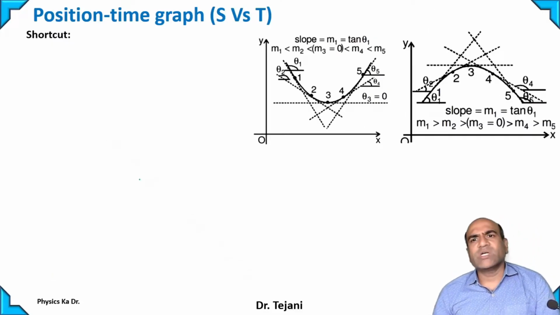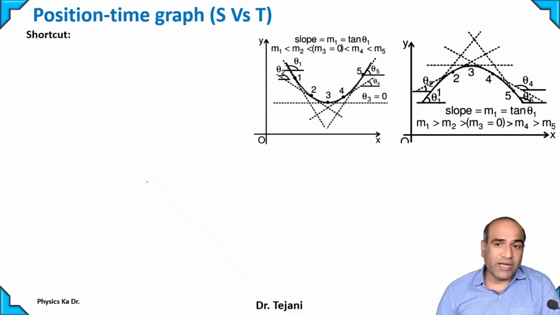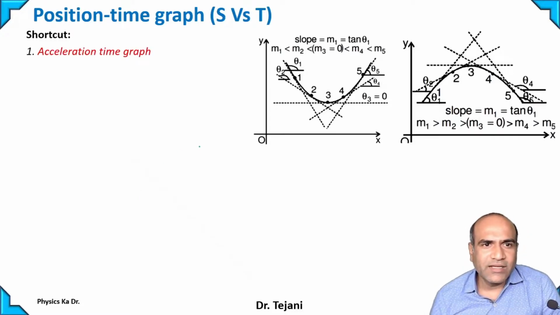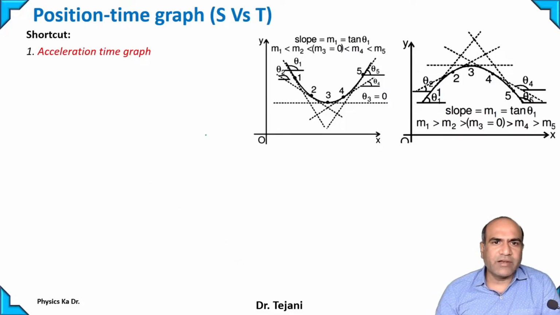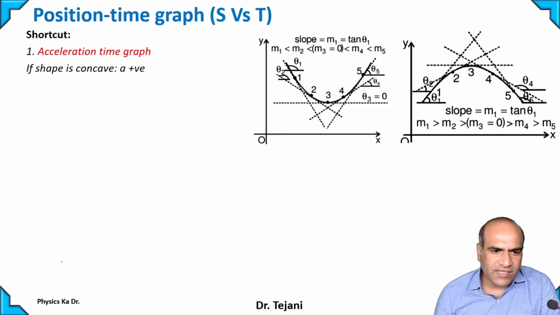And there is also a shortcut for that. For the position-time graph, there is a shortcut. You can identify whether acceleration is positive or negative. Now, if you see this, is it visible to you? Yes, it is visible. We can see here this is a shape.